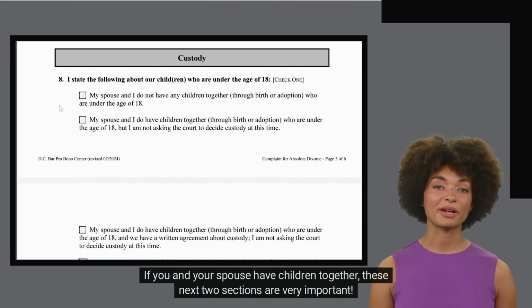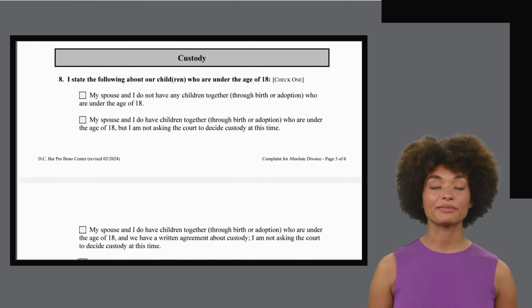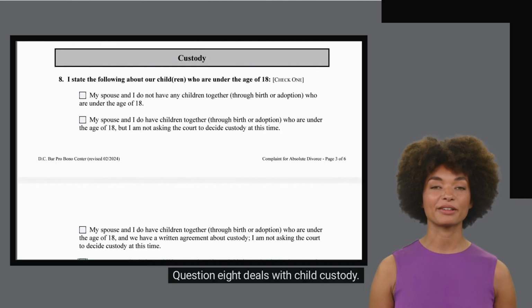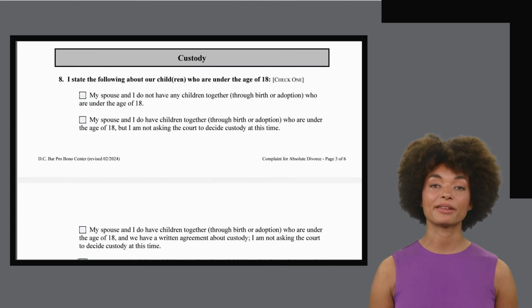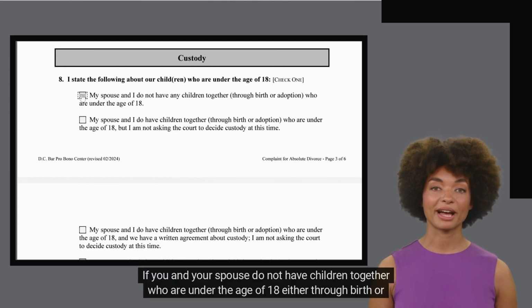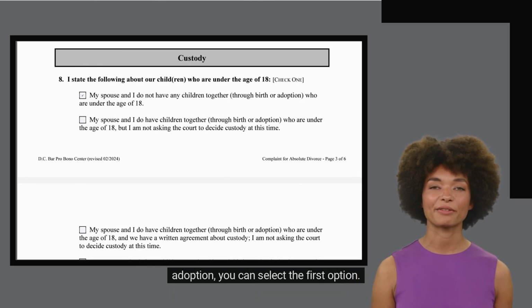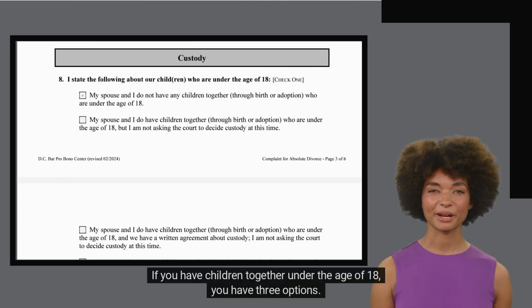If you and your spouse have children together, these next two sections are very important. Question 8 deals with child custody. You can ask the court to decide who your child will live with and who will make decisions about their lives. If you and your spouse do not have children together who are under the age of 18 either through birth or adoption, you can select the first option.